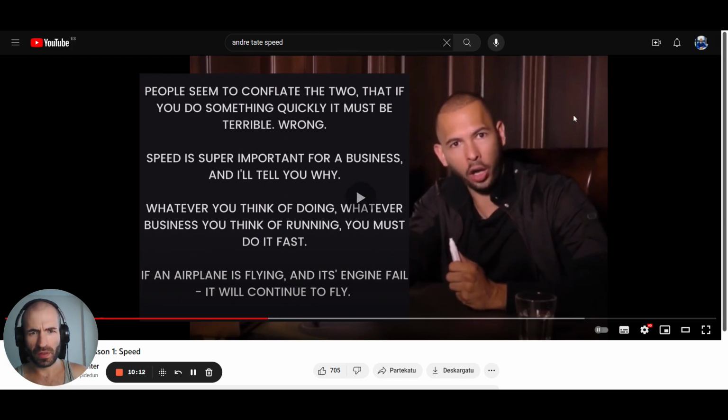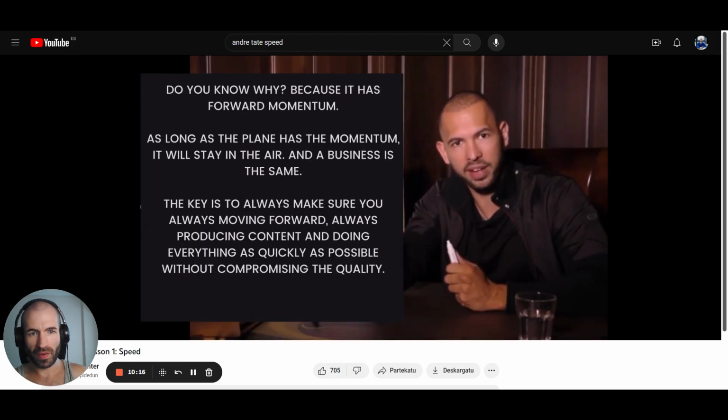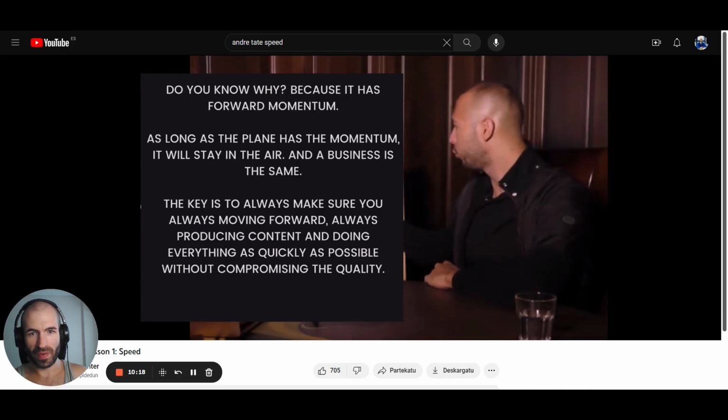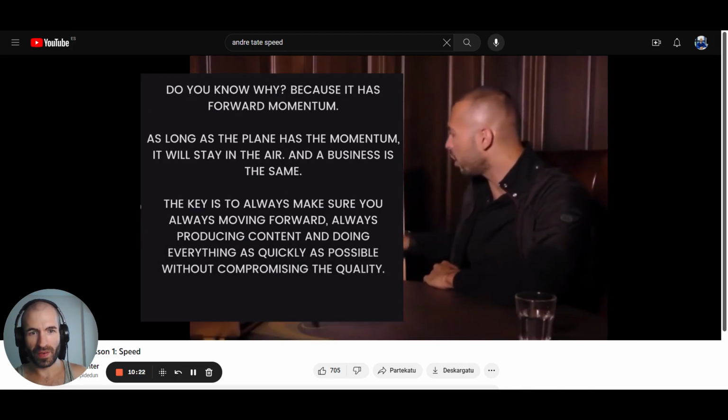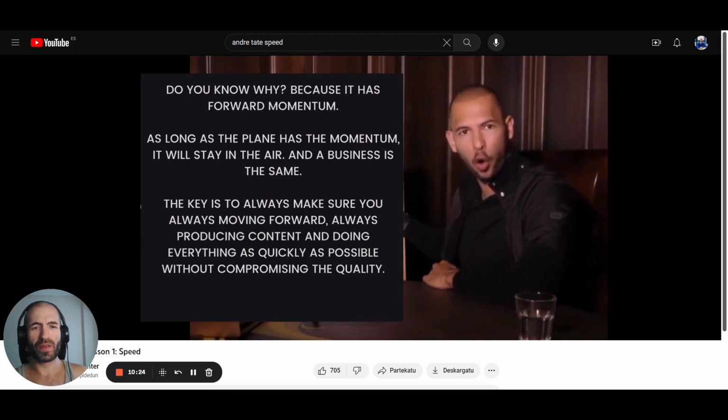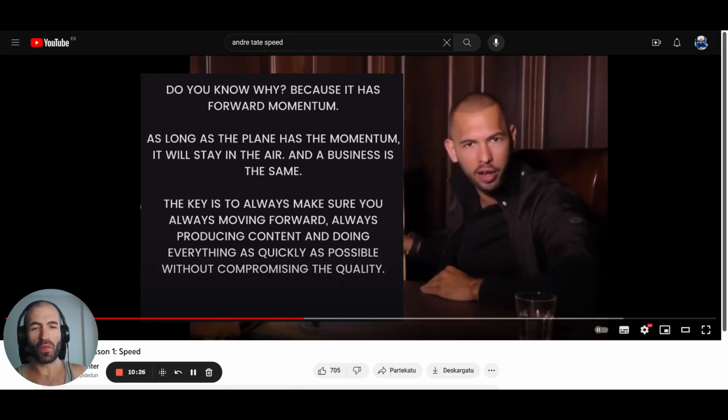If the engines fail, it will not fall out of the sky and instantly crash to the ground. It will continue to fly. Do you know why? Because it has forward momentum. It's going forward, and that means the wings are creating lift, air is going underneath the plane. As long as the plane goes forward, it will not fall.